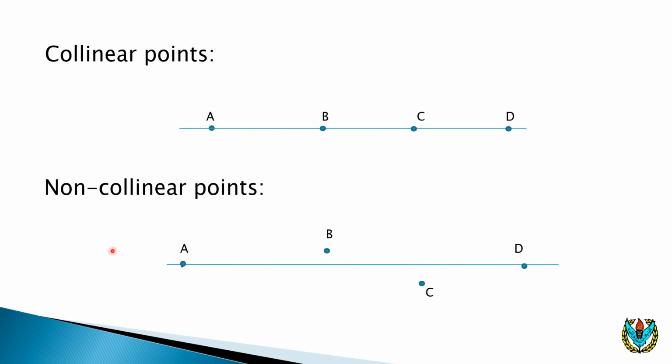Here if you see in figure 1, A, B, C and D lie on the same straight line, whereas the points A, B, C and D in figure number 2 cannot be joined by a single line, so these points are non-collinear points.